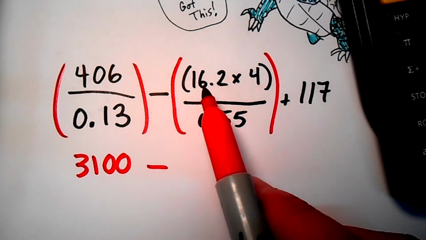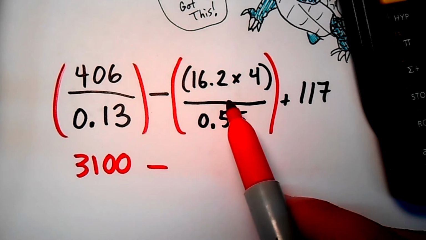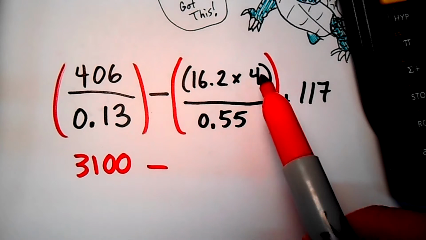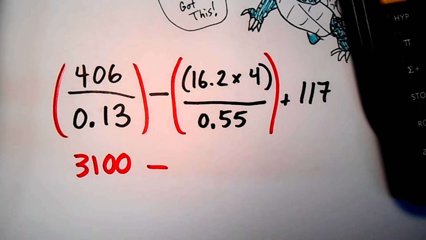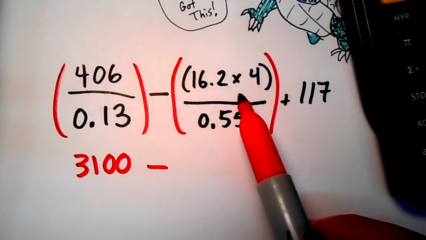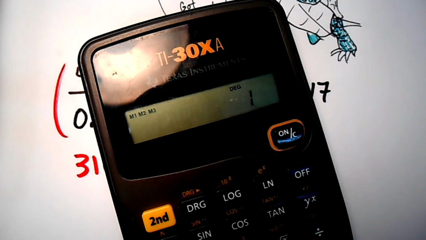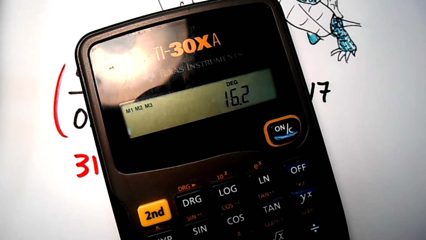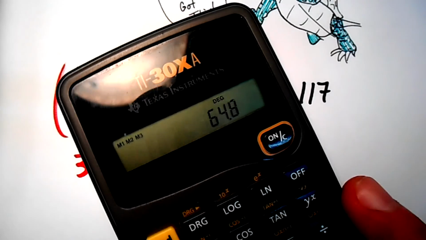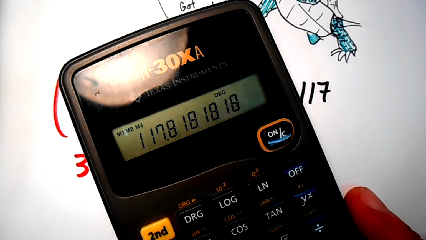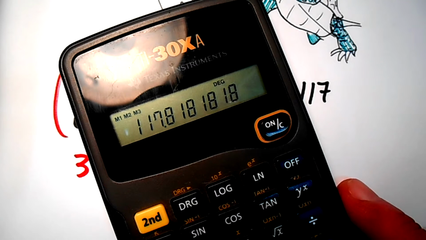Notice I've got, again, multiplication and division going on, so that's all about least number of sig figs. 16.2 has 3, but 4 only has 1. 0.55 has 2. So all of this has to be rounded to just 1 sig fig. 16.2 multiplied by 4, and then divided by 0.55. I've got 117.818. It's got to be rounded to 1 sig fig.